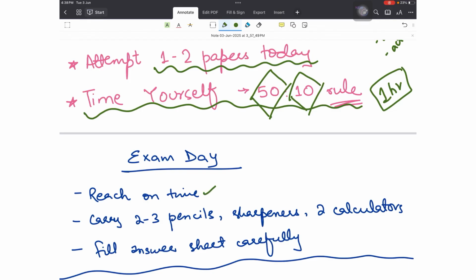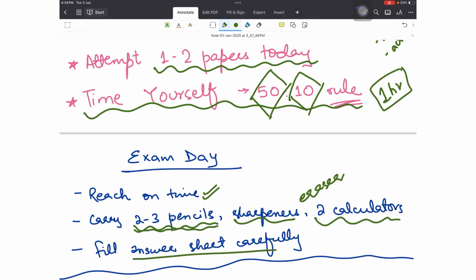So first of all, reach your examination hall on time, before time in fact, so that you are familiar with the surroundings, you are a bit calmed down, and you are there on your seat much before the exam starts. Then carry 2 to 3 pencils, or you can even carry more, it's up to you. Carry a sharpener, carry an eraser as well. And I always used to carry 2 calculators with me, so you can do the same. You must be doing the same as well. So carry enough stationery, right? 2 to 3 pens, 2 to 3 or more pencils, sharpeners, erasers, calculators, right?